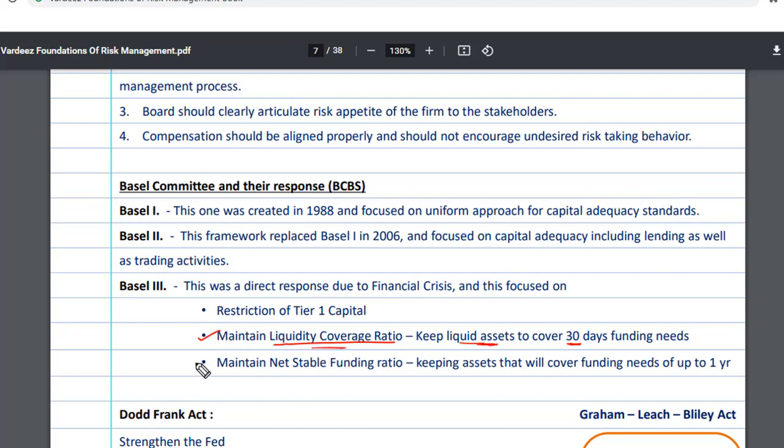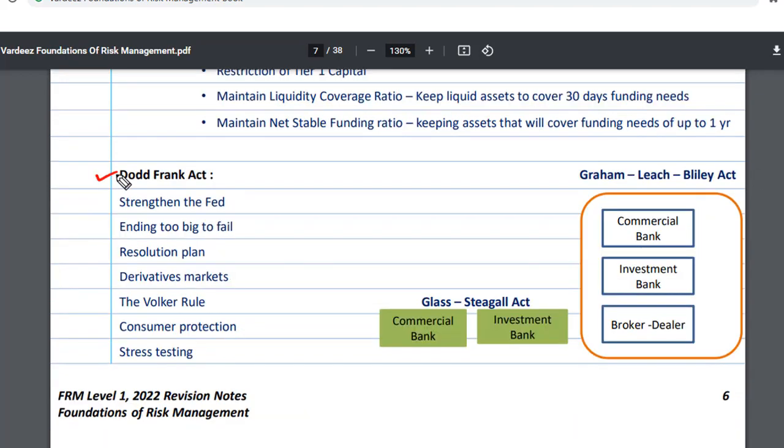And then there was another ratio, which is the net stable funding ratio, NSFR. What it tells us is that it advises the bank to keep assets that will cover the funding needs of up to 1 year. So for 12 months you are able to survive with the help of this NSFR, the net stable funding ratio. So this was a direct response after the financial crisis, and these were the measures that came with Basel III.